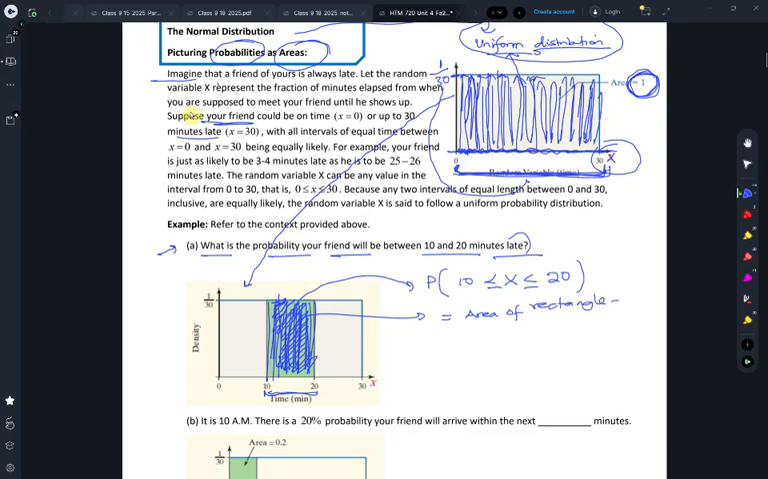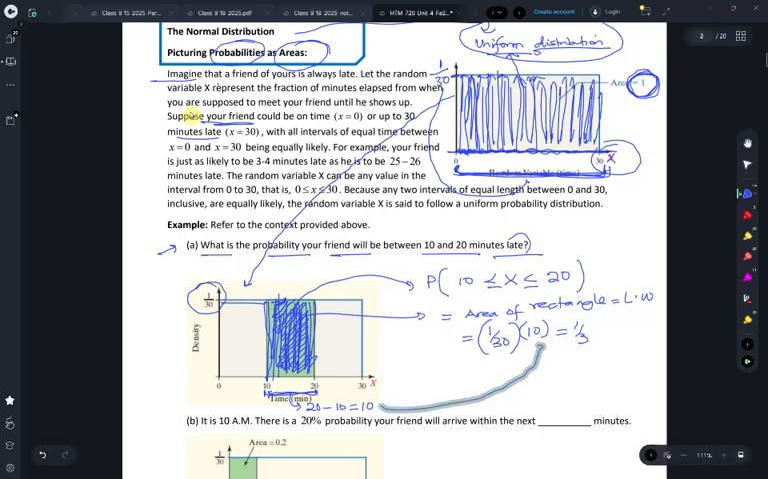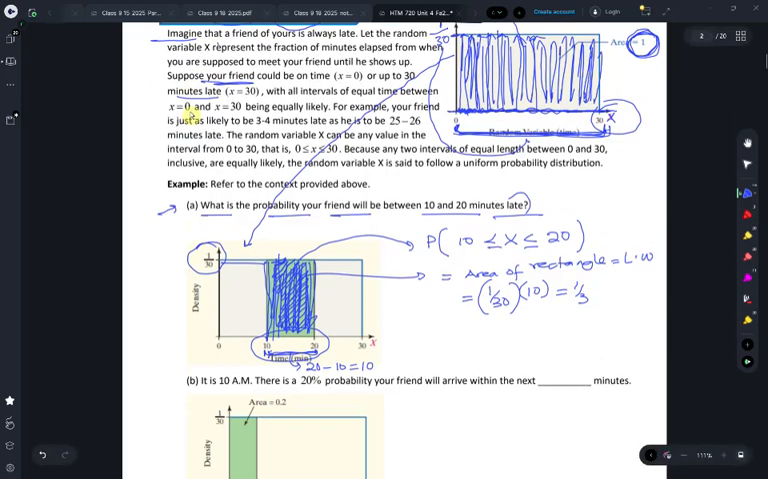The area of a rectangle in this case is length times width. Well, what is the length in this case? That will be how high up this line is. That will be 1 over 30. And then what is this width? That will be 20 minus 10, which is equal to 10. So my width will be 10. So this is 1 over 3. So there is a 1/3 chance that my friend will be between 10 and 20 minutes late.